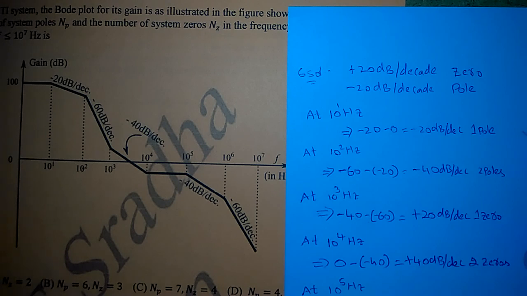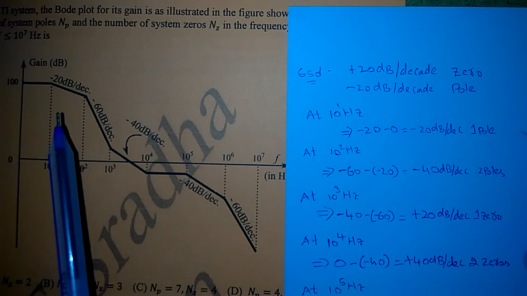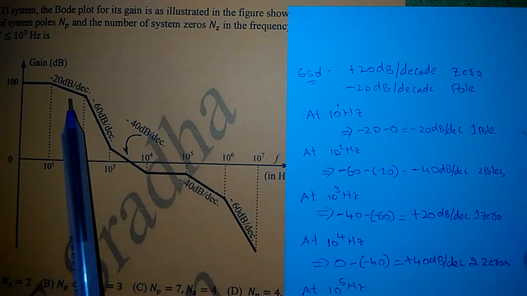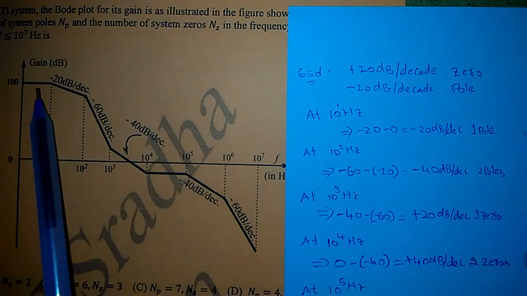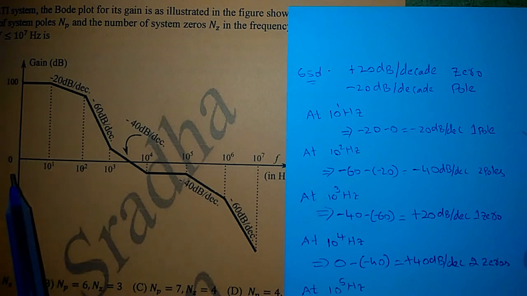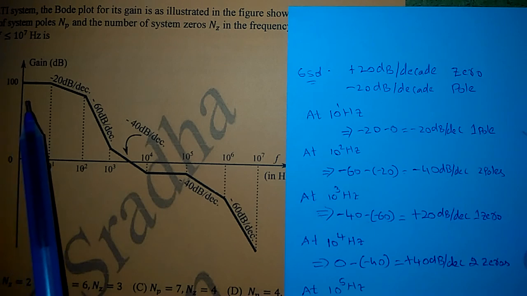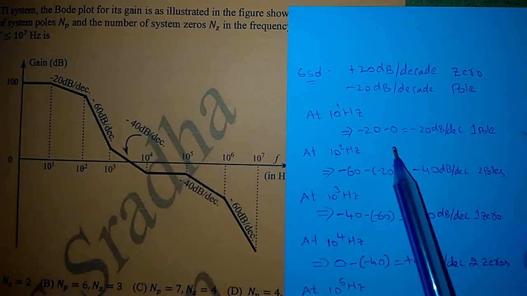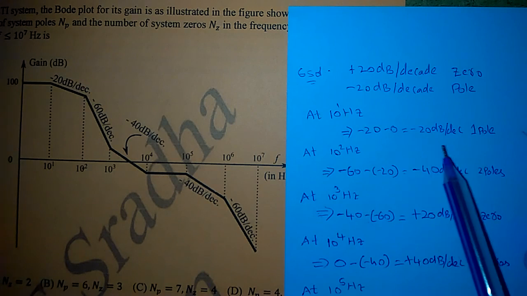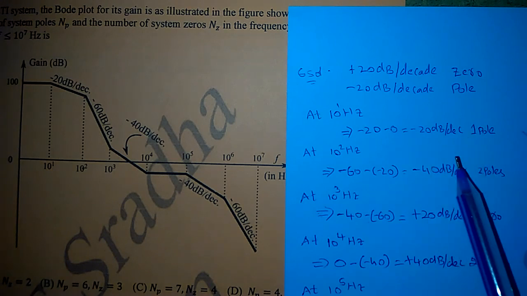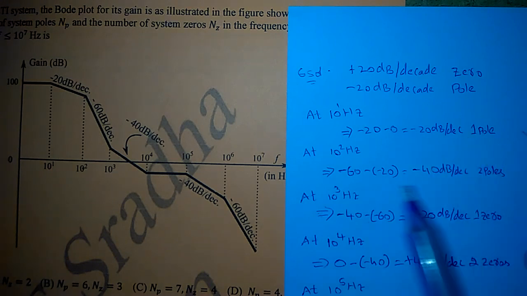From the graph, at 10 Hz, the slope deviation is: here the slope is minus 20 dB and here the slope is 0. Why? Because this line is parallel to the x-axis. When a line is parallel to the x-axis, its slope is 0. So the deviation is minus 20 minus 0, that is simply minus 20 dB per decade. So it represents one pole.